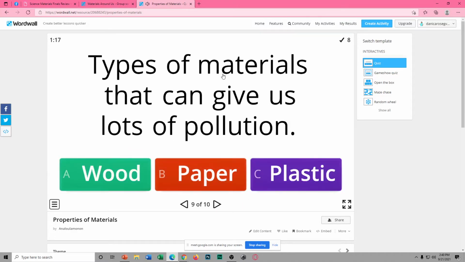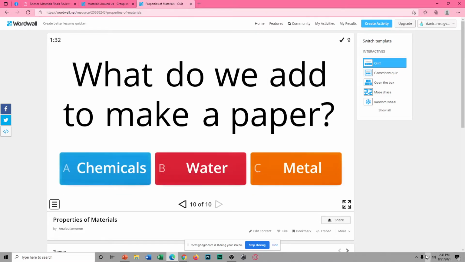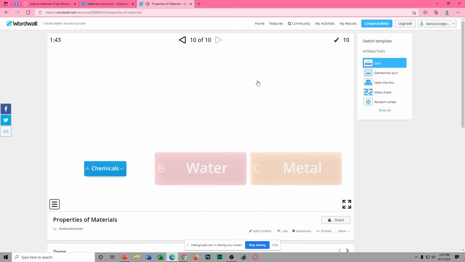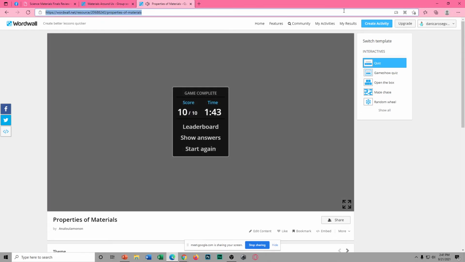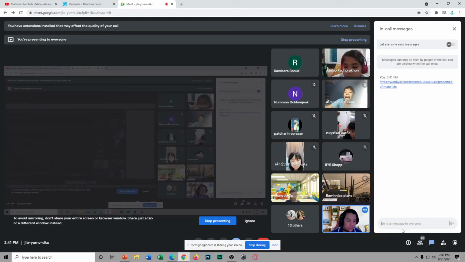Durable. Yes. Types of materials that can give us lots of pollution. Plastic. Plastic can make the environment dirty. Next, the last one is, what do we add to make a paper? People put some water and chemicals. Yes, chemicals actually. Okay, I will send you the link.